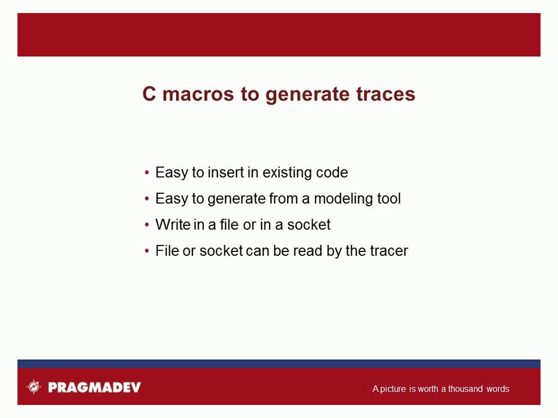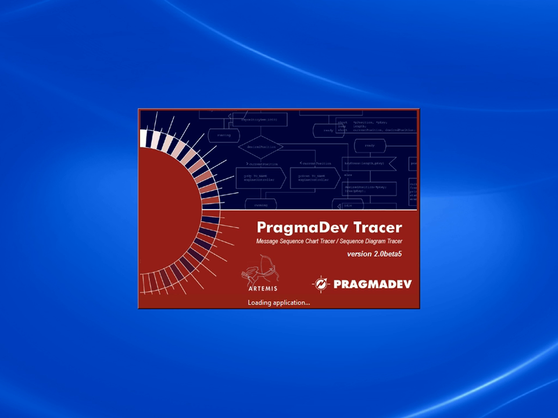In order to easily generate the traces, we provide a set of C macros that can generate online traces through a socket or offline traces in a file. This is very handy to generate traces out of legacy code. Let's have a quick demonstration now.